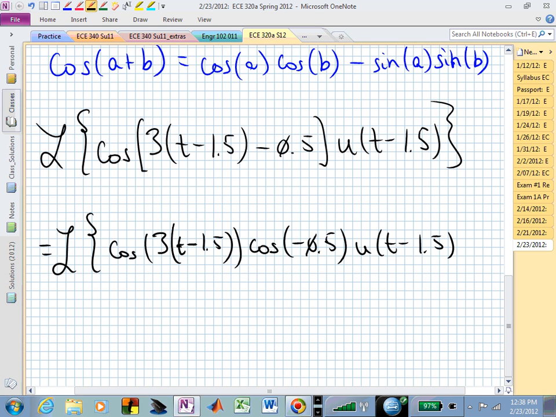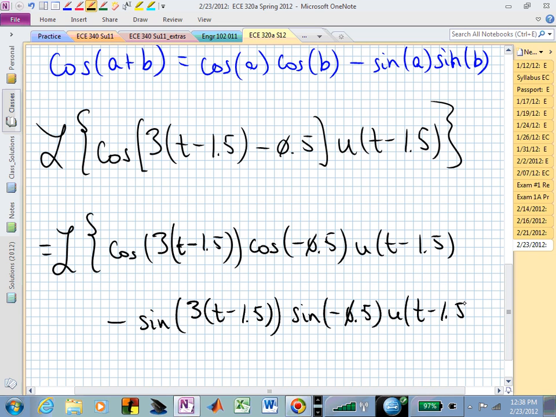And I now need to introduce my sine piece, or minus sine of 3t minus 1.5 sine of minus 0.5 u of t minus 1.5. And now I've simply rewritten the original expression as the sum of two sinusoids. And those two sinusoids are at the same frequency, 3 radians per second. Questions on where that came from? And I was able to do that by explicitly working with the argument of my original cosine waveform.